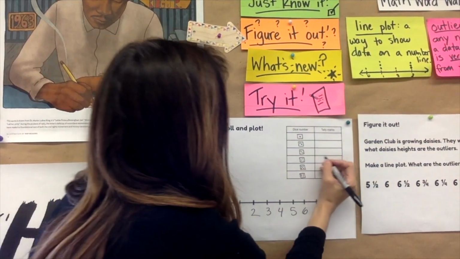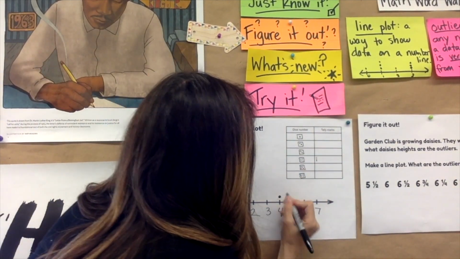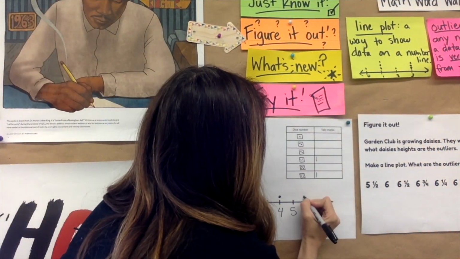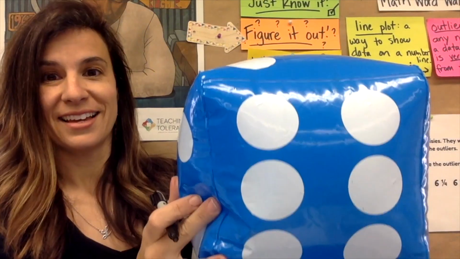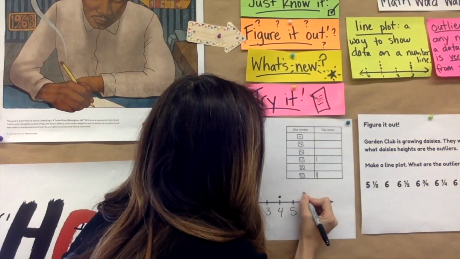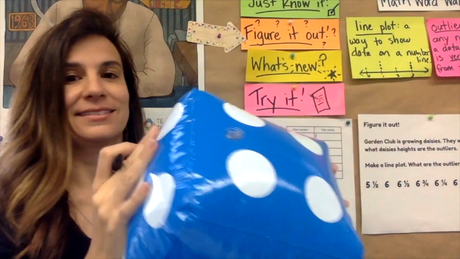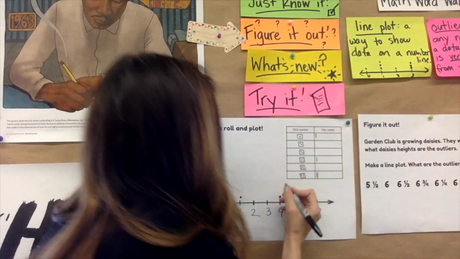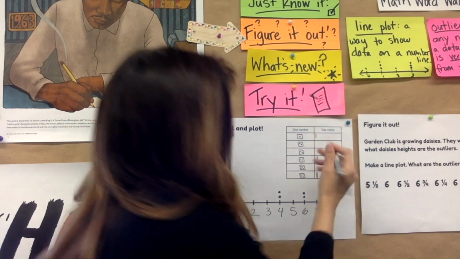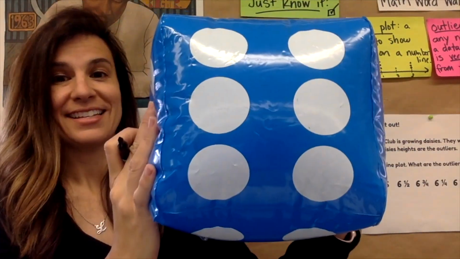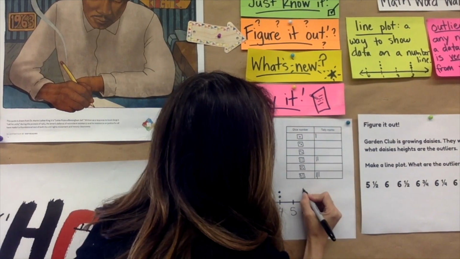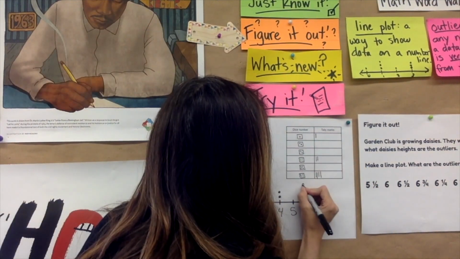4. So we're going to put a tally for 4 and plot it there. 6. Tally. Okay, ready? 6 again. 1. Oh, 4. 6. Wow, another 6. 6 again. How is that possible? So many 6s.